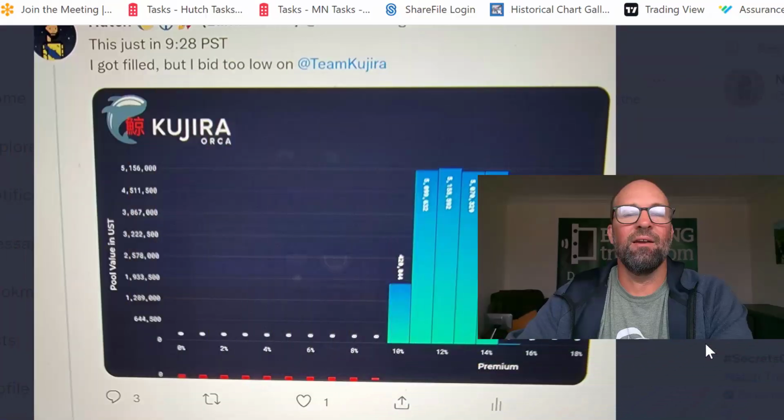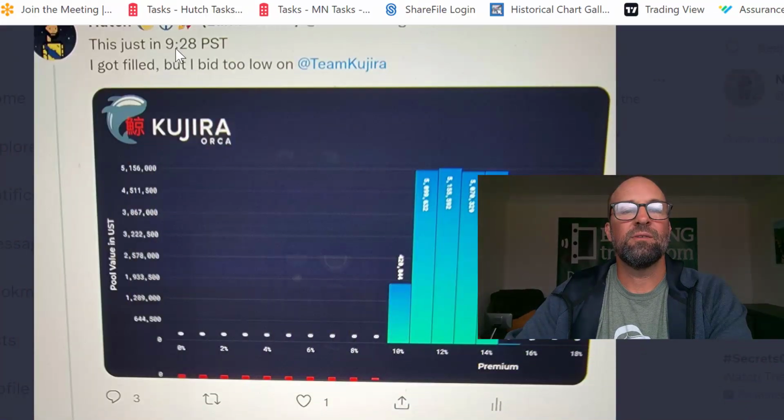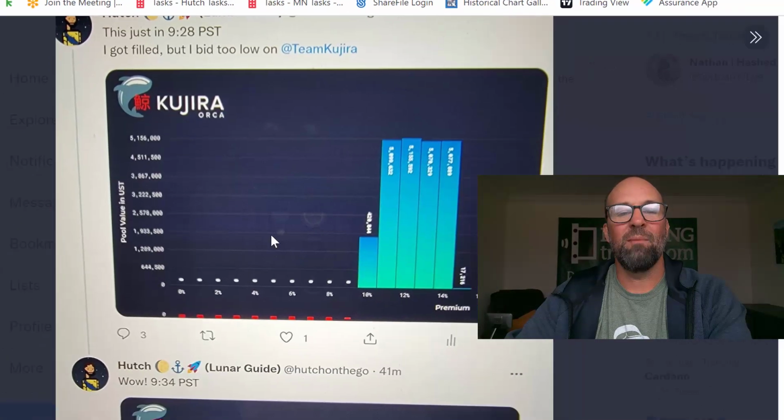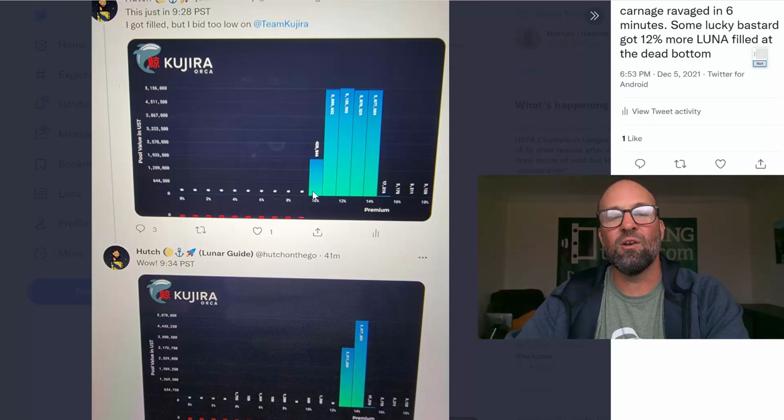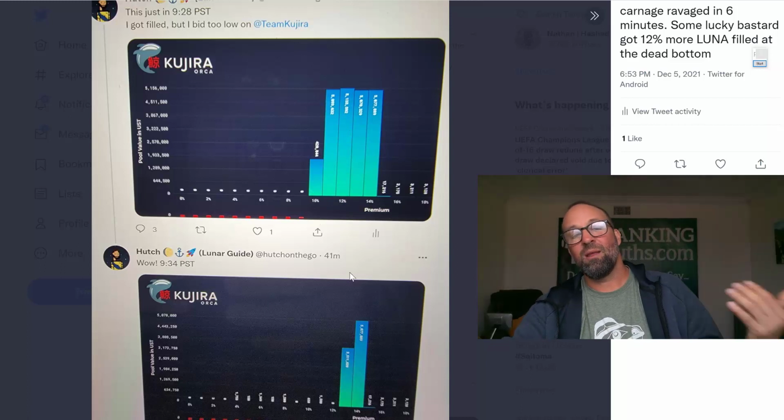Liquidated Luna from the orcas of Kujira. Here it is. So this was 9:28 p.m. I got filled, but I bid too low. The queue got cleared all the way to 9%, and then by 9:34, this is 6 minutes later, it got cleared all the way to 12%. So this is $420,000. This is $5 million. This is $5.1 million. So over $10 million of Luna bids were filled pretty much at the dead bottom.